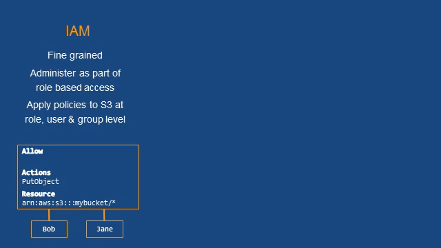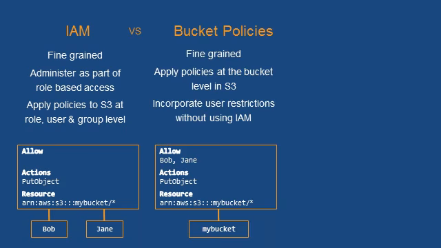Okay. Second mechanism is to use bucket policies. These are fine-grained, but rather than applying them within IAM, you apply them within the S3 console, on the AWS console, obviously, so the S3 subsection of the console. It allows you to incorporate user restrictions without using IAM. So if you've got a simple account structure with single users, and you want to allow public access to buckets or public access to specific prefixes within your bucket, this is a good way to achieve that without having to get engaged in full-blown IAM configuration.